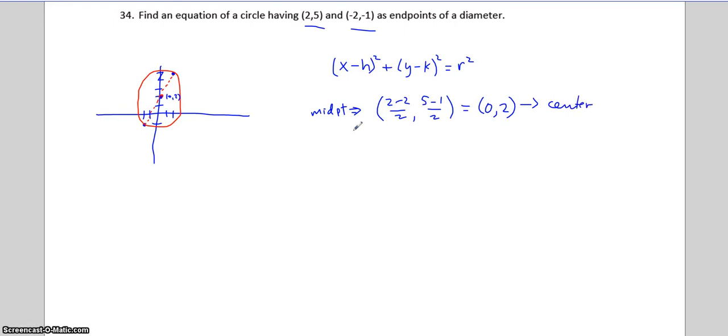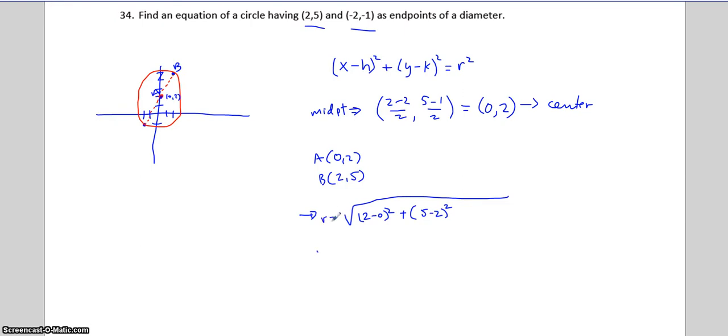Now we just need to find the radius. Here we use a straightforward application of the distance formula. Since we have the coordinates of the center, we can find the distance from the center to one of these points. We have point A, which is 0, 2, the center, and point B, which we'll pick as 2, 5. Let's find the distance between those. That's the square root of B minus A, 2 minus 0 squared, plus 5 minus 2 squared.